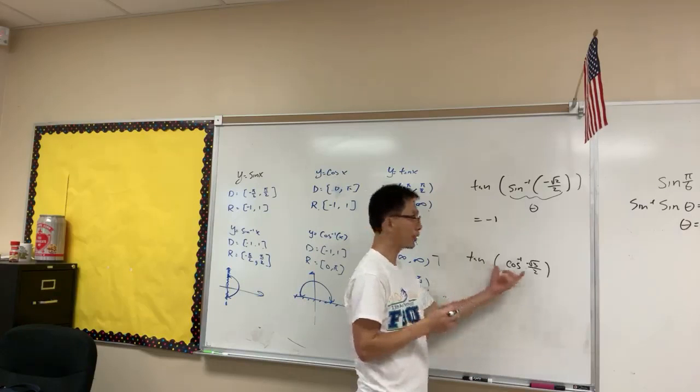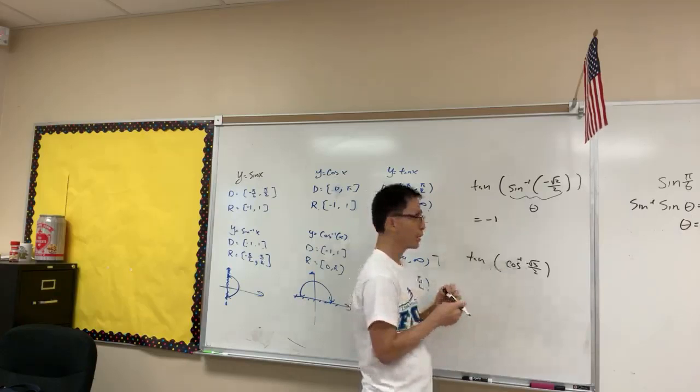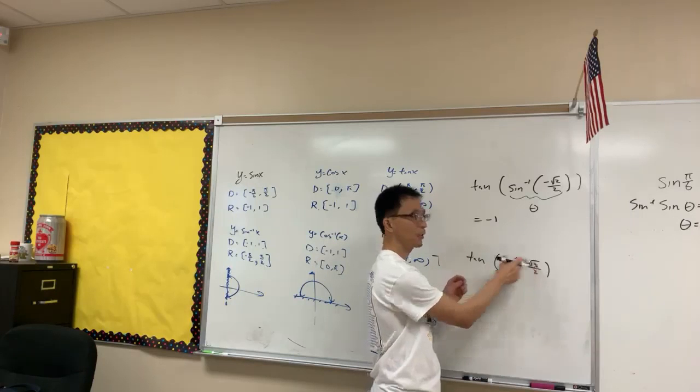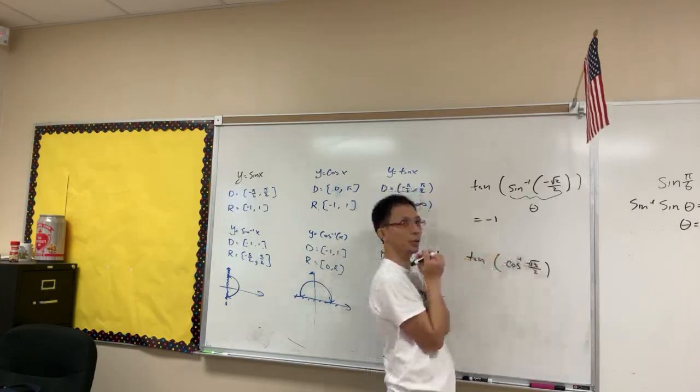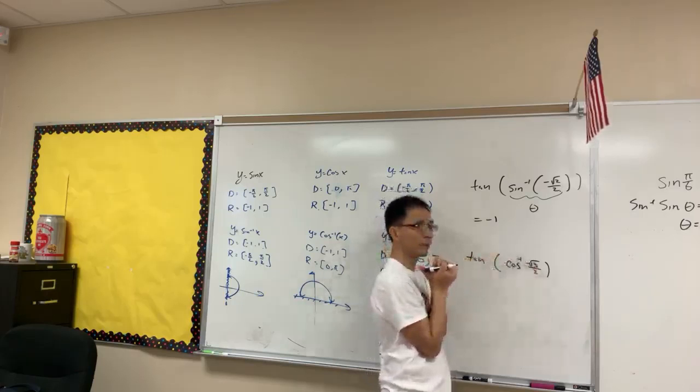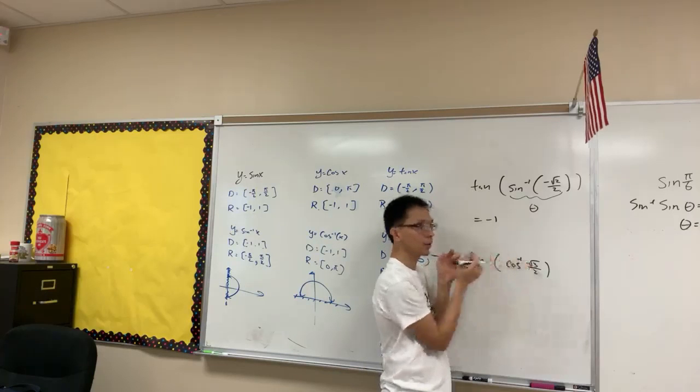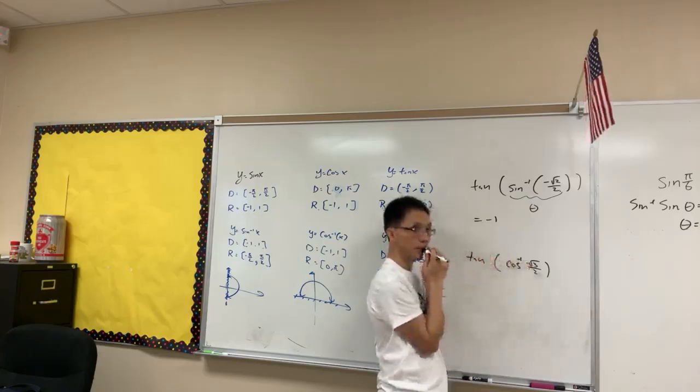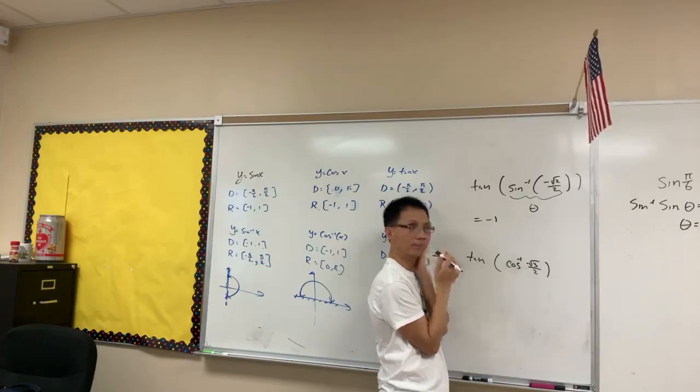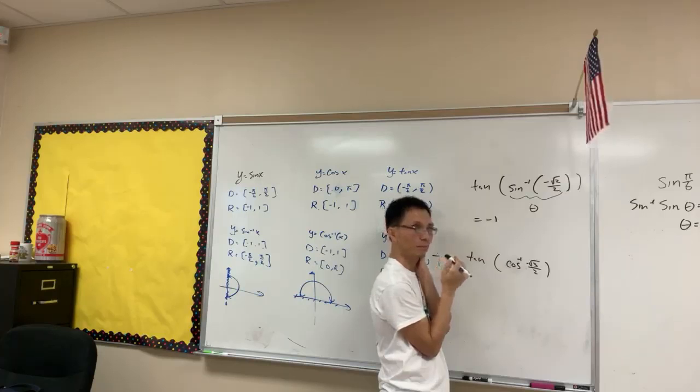Did you guys finish working on the second one? Yes. Cosine inverse of negative square root 3 over 2. So what do you think that is, Eliza? Cosine inverse of negative square root 3 over 2. What do you think? Just go slowly, one step at a time. Look at the restriction.